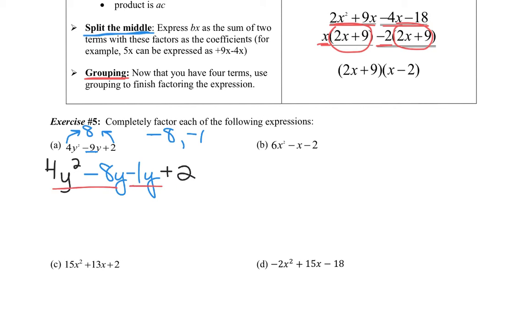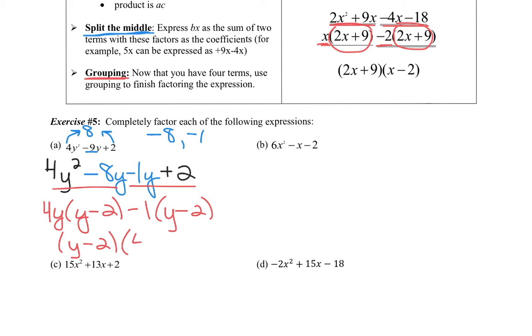So I'm going to group these two and those two. Take out a 4y and have y minus 2. Here I'm going to take out a negative 1, right, to flip the signs, and have y minus 2. So now common binomial factor is y minus 2. And I have a 4y minus 1 left. So if you need to go back through and watch that process, but I am going to do it again on the next one.